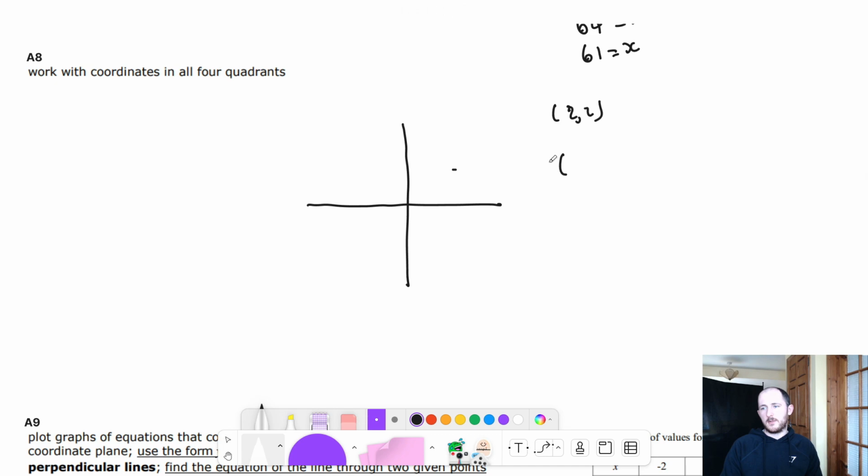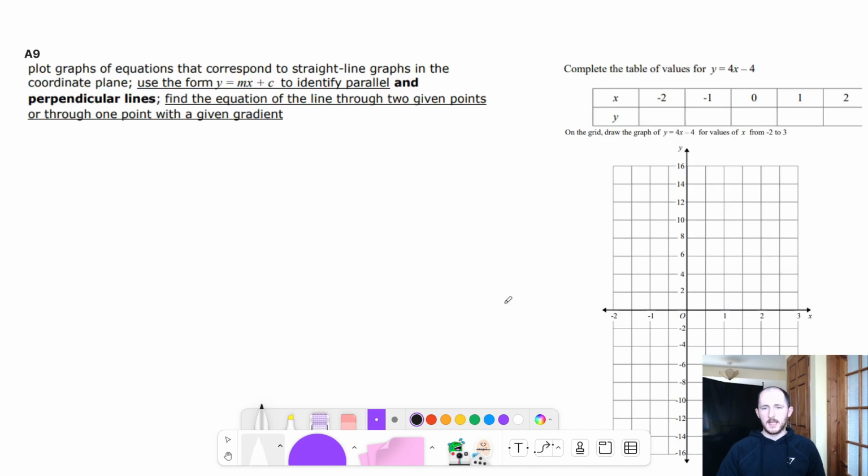If you had something that was minus 3 and 4, then minus 3 is over here, 4 is up here. And then here would be 2 negative numbers, so minus 3 and minus 7 or something like that would be in the bottom left. And in the bottom right you have a positive number followed by a negative number. You just need to be able to kind of work with those coordinates. You also need to plot straight lines and also identify parallel and perpendicular lines.